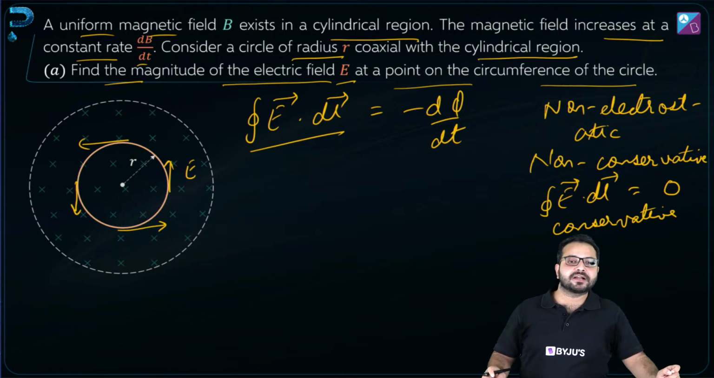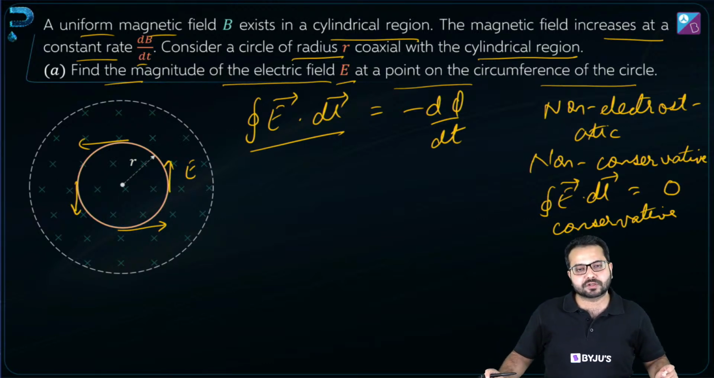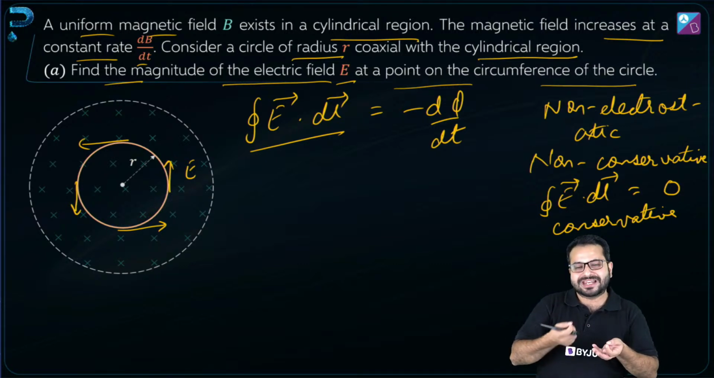Pratham is asking, sir, current is induced in a loop if the loop is closed, right? Yes, absolutely. If the loop is closed, then the current is going to get induced, then the current is going to flow. But even if the loop is not closed, EMF will be induced.